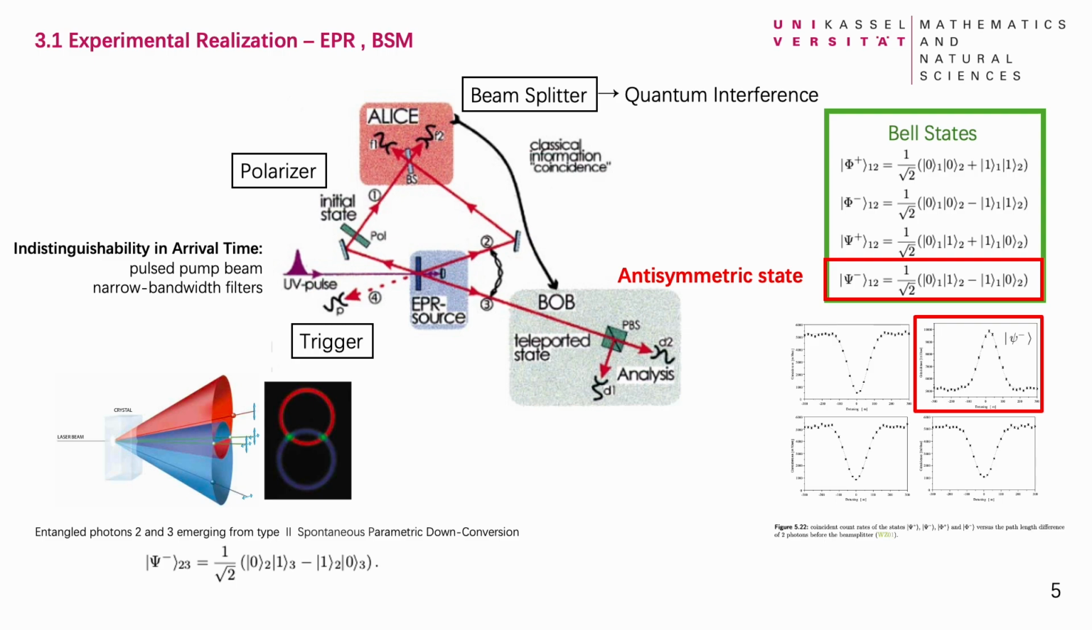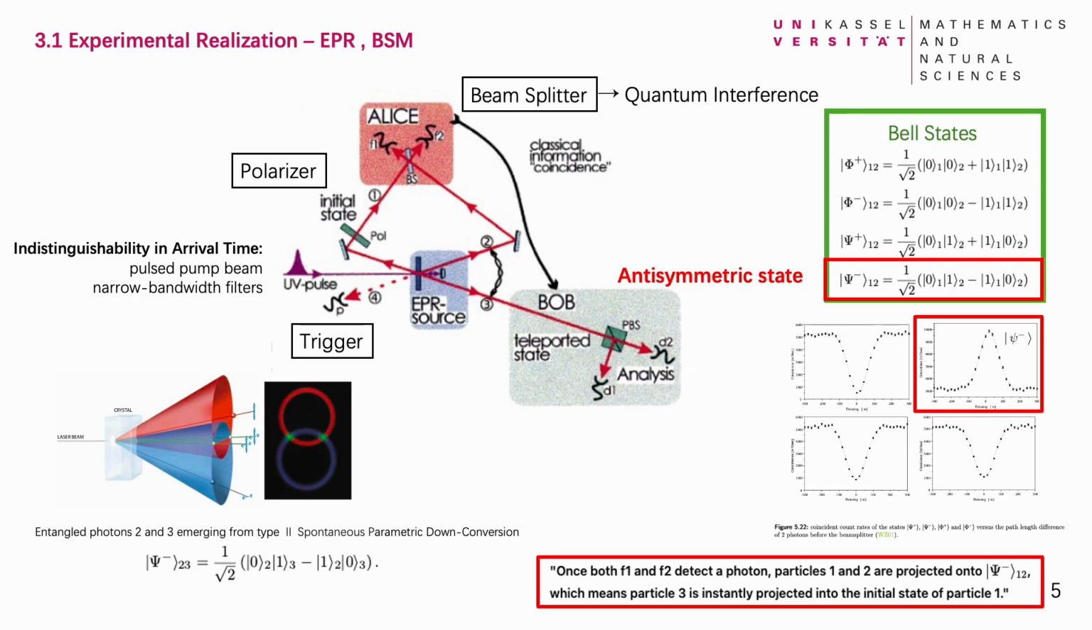Only the antisymmetric state can lead to the coincidence event. The coincidence event means the 2 photons reach the 2 detectors at the same time. For the other symmetric states, no coincidence event happens. In summary, once both F1 and F2 detect a photon, particles 1 and 2 are projected onto Psi minus, which means particle 3 is instantly projected into the initial state of particle 1.